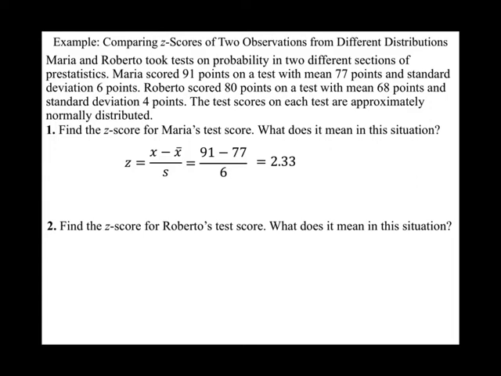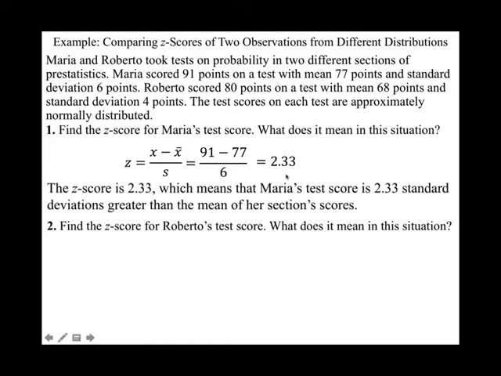And what does it mean in this situation? Remember the definition of the z-score? The z-score means how many standard deviations above or below the mean. Right now we have a positive, so we know we have 2.33 standard deviations above the mean. So the z-score is 2.33, which means that Maria's test score is 2.33 standard deviations greater than the mean of her session's scores.